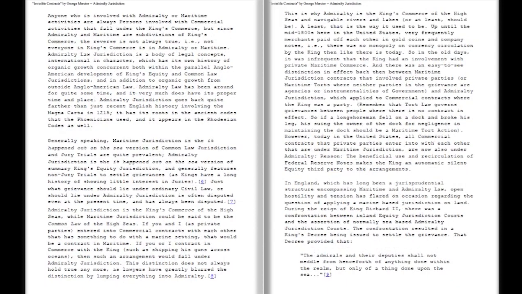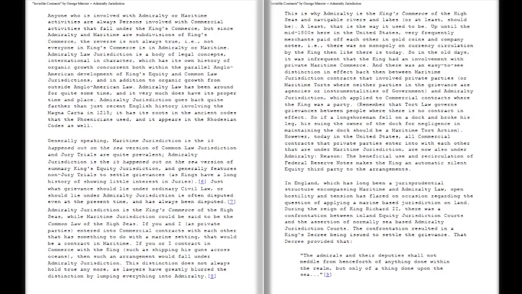Anyone who is involved with admiralty or maritime activities is always a person involved with commercial activities that fall under the King's commerce, but since admiralty and maritime are subdivisions of King's commerce, the reverse is not always true, i.e., not everyone in King's commerce is in admiralty or maritime. Admiralty law jurisdiction is a body of legal concepts, international in character, which has its own history of organic growth concurrent both within the parallel Anglo-American development of King's equity and common law jurisdictions, and in addition to organic growth from outside Anglo-American law.